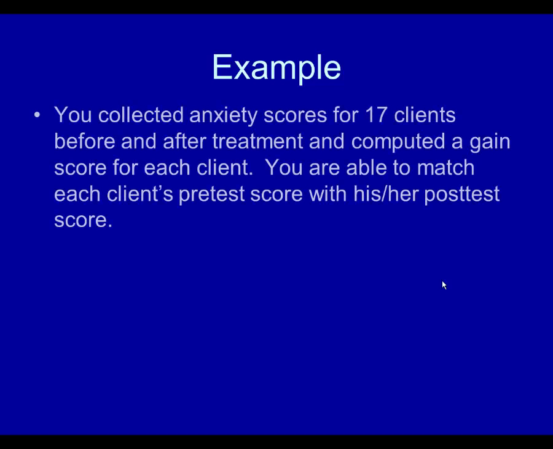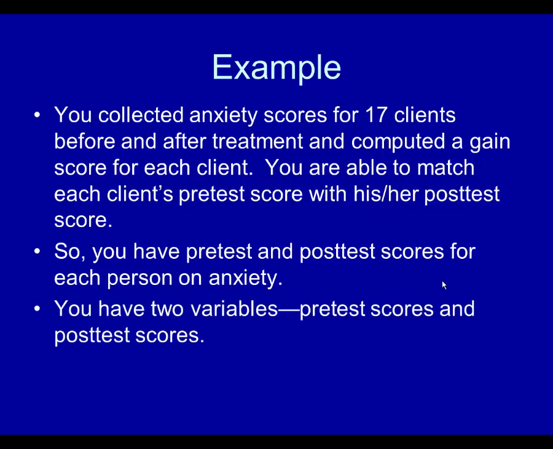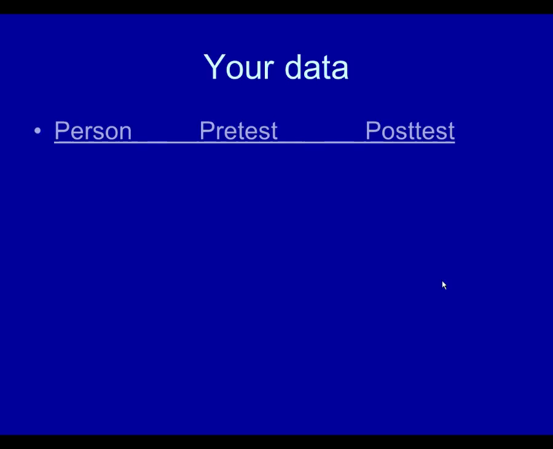Here's an example. You collected anxiety scores for 17 clients before and after treatment, and you computed a gain score for each client. You're able to match each client's pre-test scores with his or her post-test scores. So you have pre-test and post-test scores for each person on anxiety. So you have two variables, pre-test scores and post-test scores, and it's matched data.